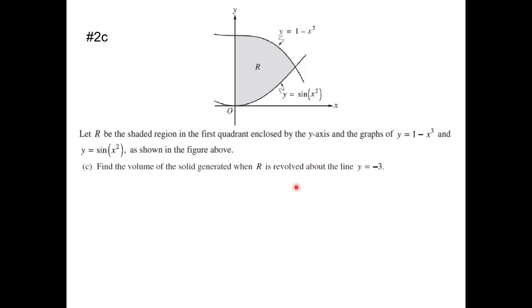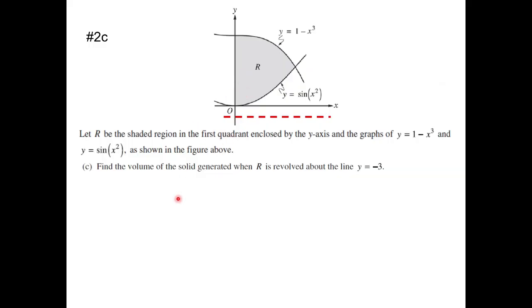For the final part of this problem, they want the volume of the solid generated when R is revolved around the line y equals -3. Let me just sketch that line. I don't really know what the scale on the y-axis is, but it's somewhere down here, not drawn to scale at all. The key, though, is that there is a gap between the bounded region and the line of revolution here. That means that for my area formula, I'm going to have to use washers rather than disks.